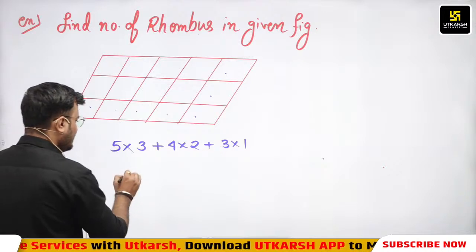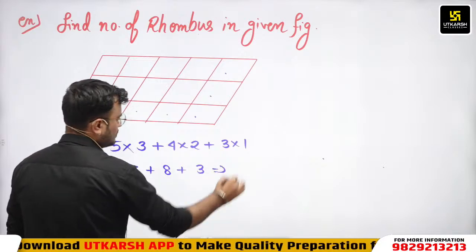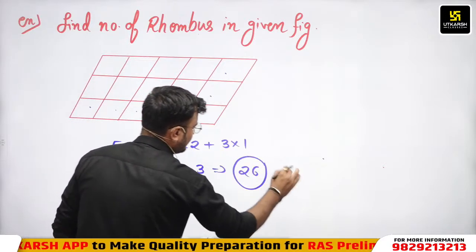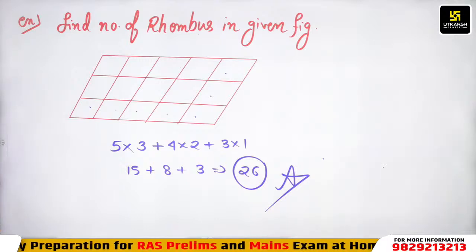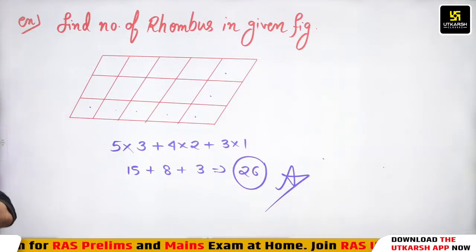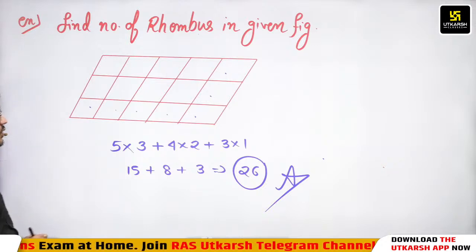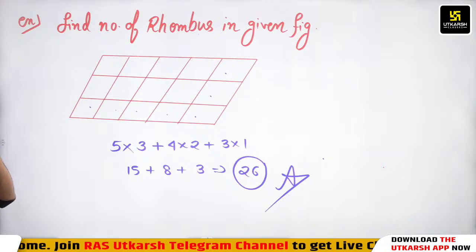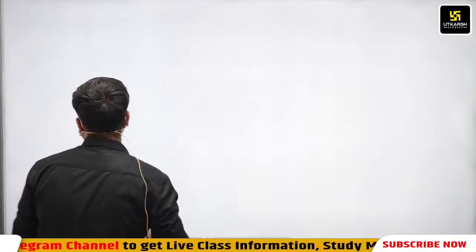Now multiply these numbers: 15 plus 8 plus 3. So the total will become 26. So how many rhombus are there in this figure? 26 rhombus are there. Now I hope you understood how to count a rhombus also. So now moving forward to type number 4.